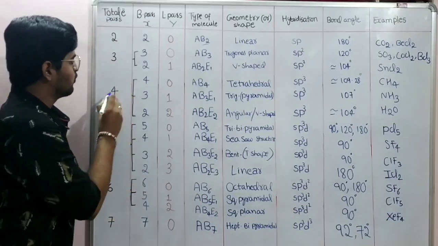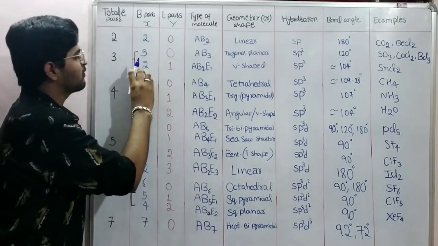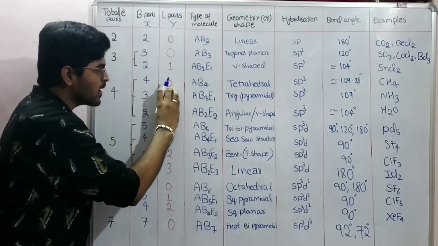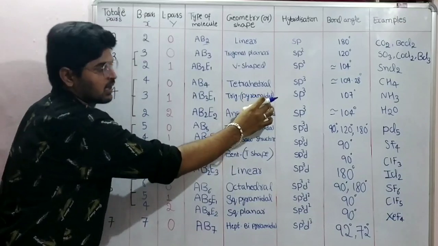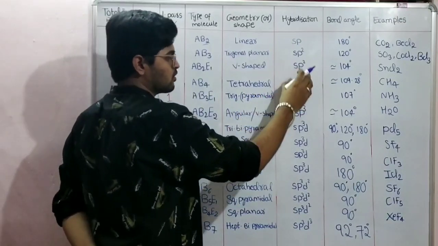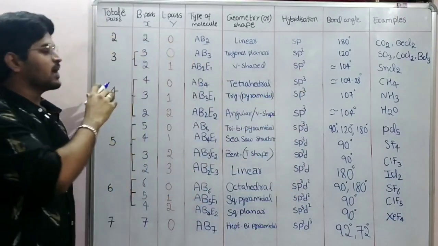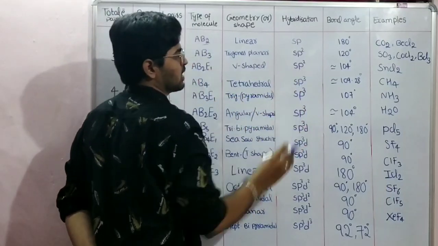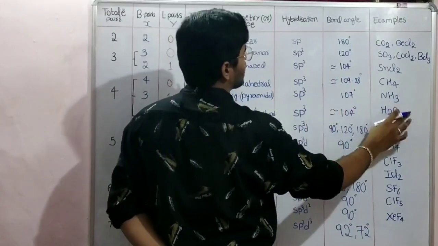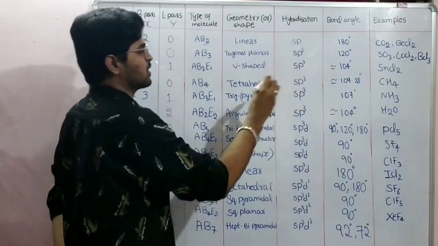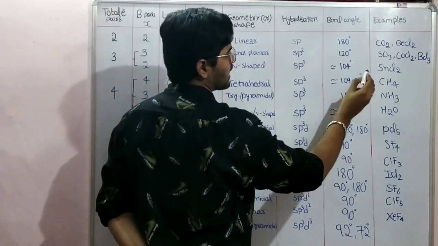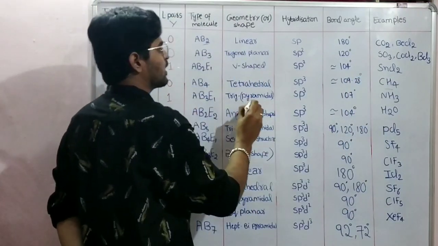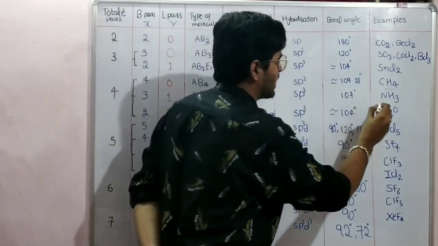Now, four electron pairs. That means if there are four bond pairs, then it is tetrahedral. If three bond pairs and one lone pair, it is trigonal pyramidal. And these are the hybridizations. Those all are for the electron pairs 4, the hybridization is sp3. And the bond angles correspond to each respective shape. Tetrahedral 109.28 degrees and the example is methane. And for trigonal pyramidal, example is NH3.